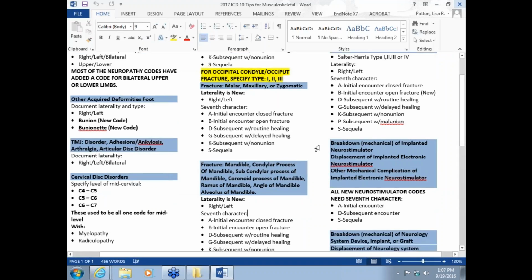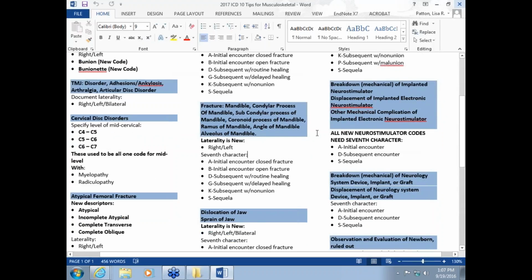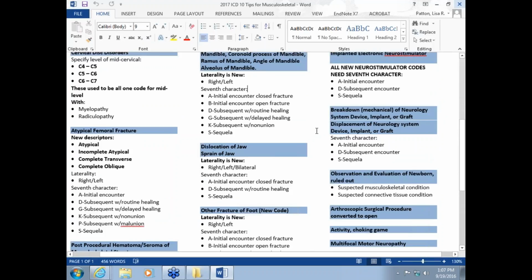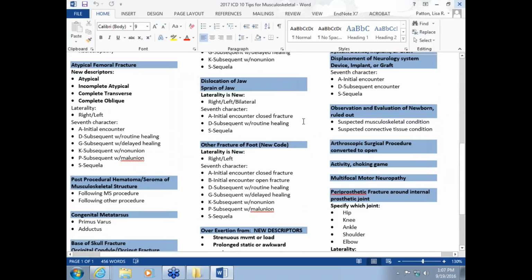Okay, the breakdown of mechanical implanted neurostimulators, these are all new neurostimulator codes, and they need a 7th-digit character. So all of these breakdown of mechanical are actually new codes in this section. There are new codes for observation and evaluation of newborn ruled out for suspected musculoskeletal condition or suspected connective tissue condition. There's a new code for arthroscopic surgical procedures converted to open. Activity, choking game. Don't ask. Multifocal motor neuropathy is a new code.